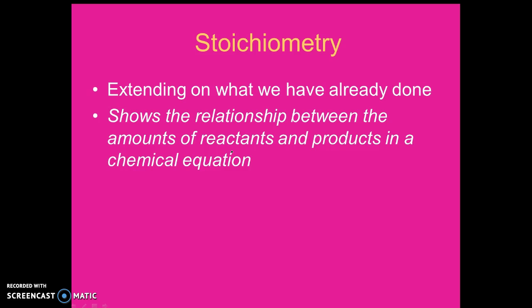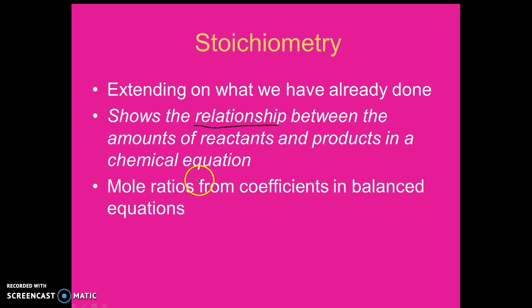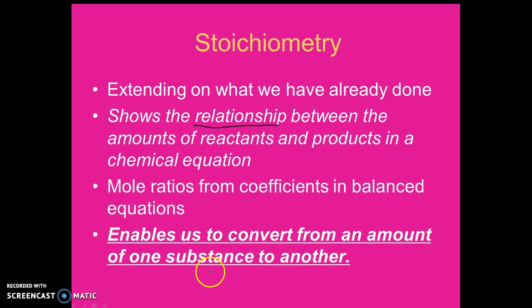Stoichiometry shows the relationship, this is the word you're going to fill in, the relationship between the amounts of reactants and products in a chemical equation. This is what allows us to convert from an amount of one substance to another. This is the whole purpose behind stoichiometry. And remember, stoichiometry mole ratios are from the coefficients in the balanced equations. That's what we just did in our starter. Okay?